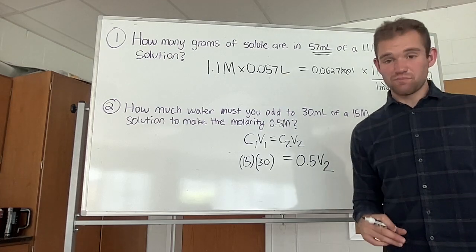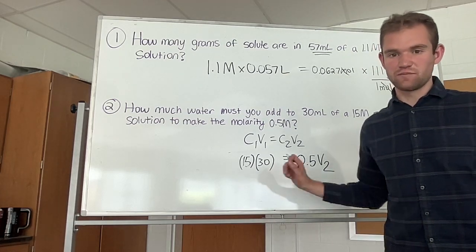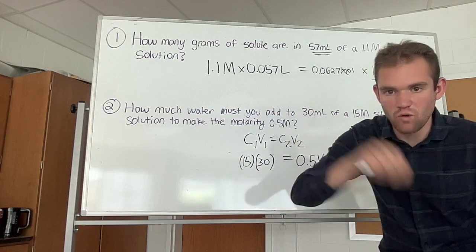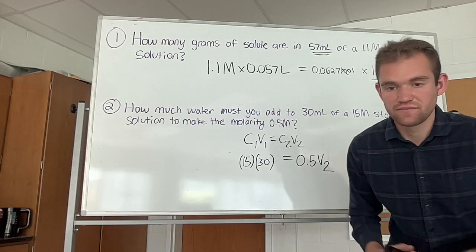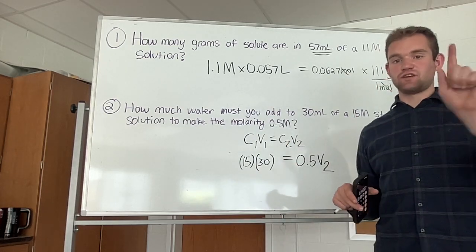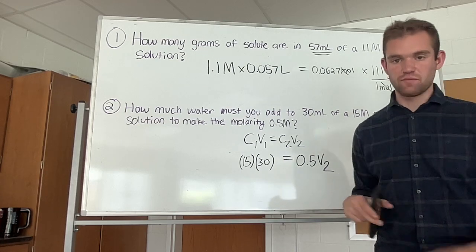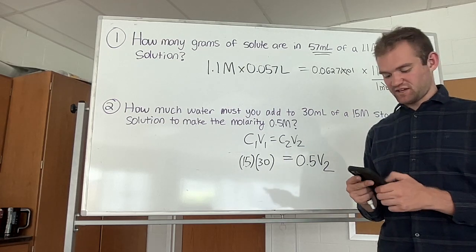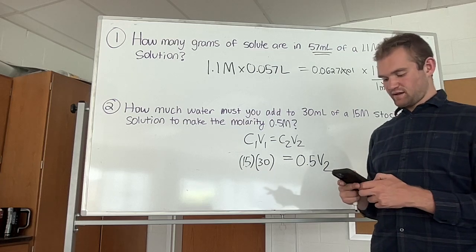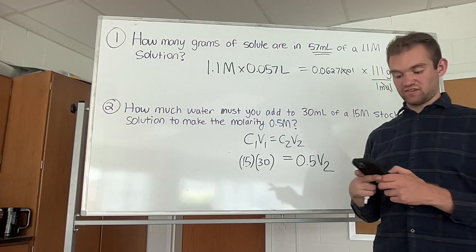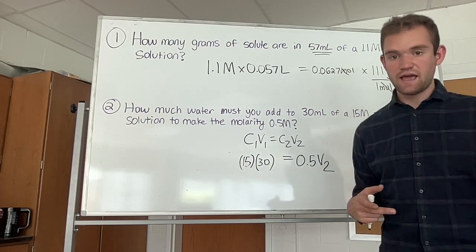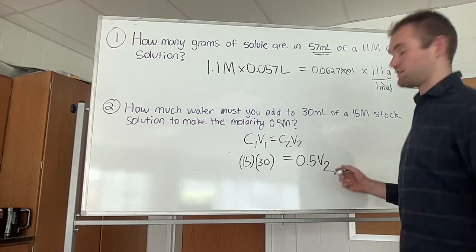You're going to need to add a pretty large amount of water to get the molarity this small. Remember, the more water you add, the lower the molarity. Inverse relationship: concentration up, volume down, or concentration down because volume goes up. So let's do this. 15 times 30 divided by 0.5, which is the same thing as multiplying by 2, and I get 900. Wow, 900.